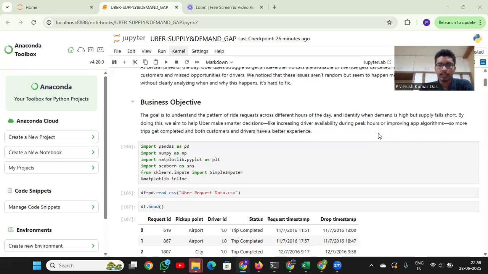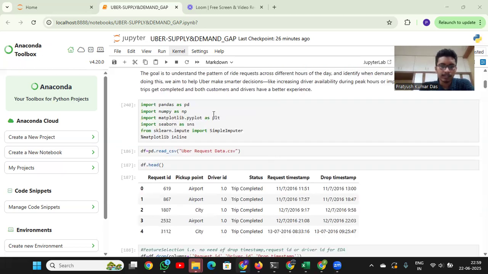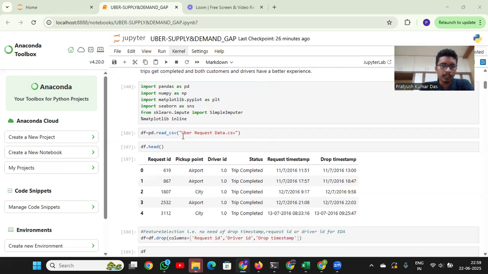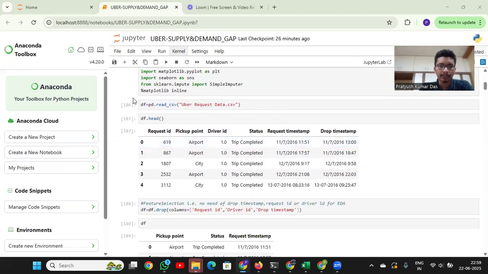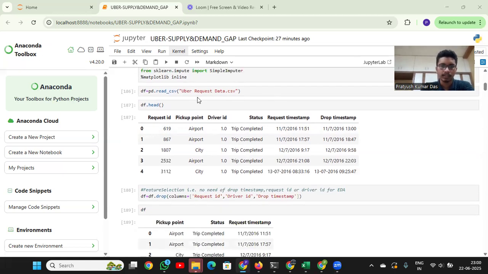Coming to our data analysis, first of all, as a data analyst, we imported some libraries like Pandas, NumPy, Matplotlib, Seaborn, and sklearn.impute, from which we imported the module called SimpleImputer just to fill the missing values, but we didn't require it later. We also used %matplotlib inline so that we don't have to include a specific code like plt.show to represent the plots. It comes up as we run the cells.